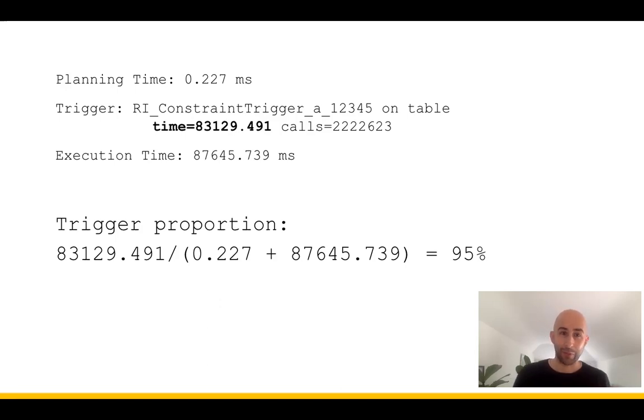Great. So what's the proportion of trigger time in the total time? In this case, 95%. We've already found our problem, or at least our bottleneck, and we don't need to read the rest of the query plan.